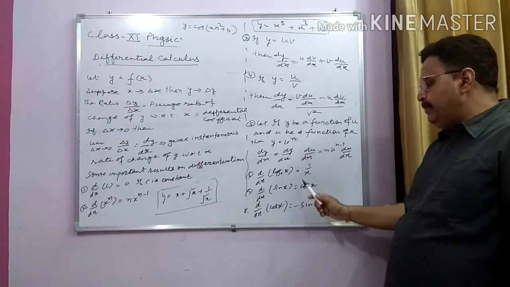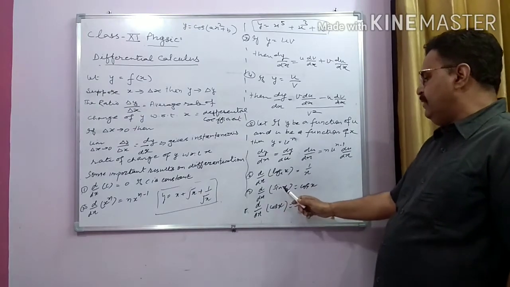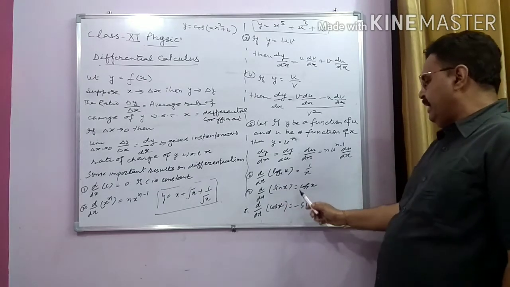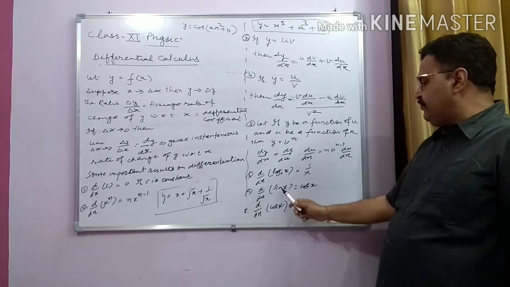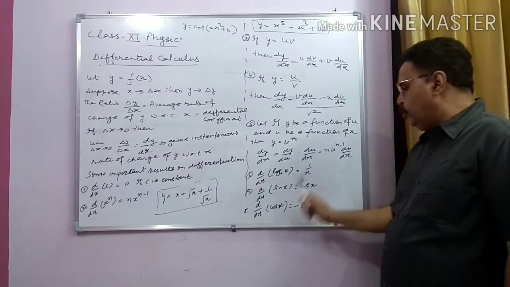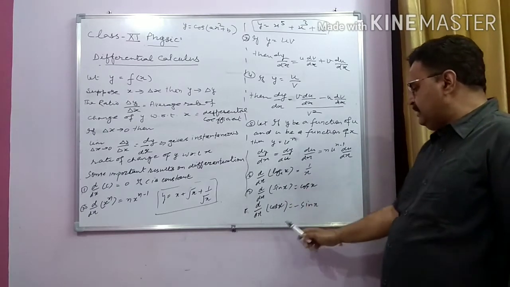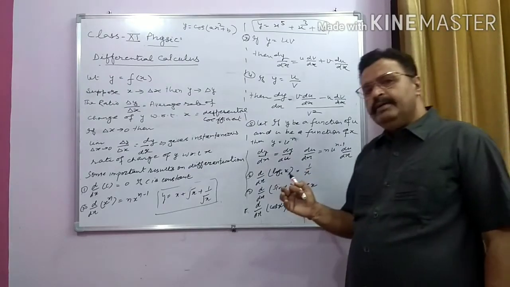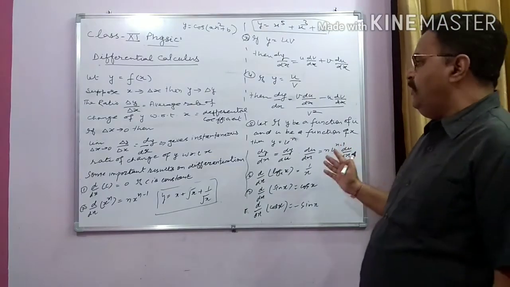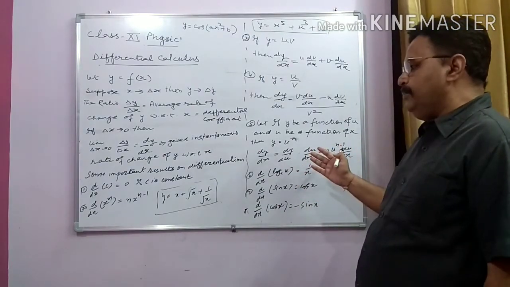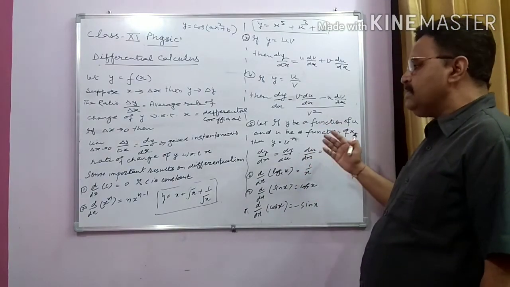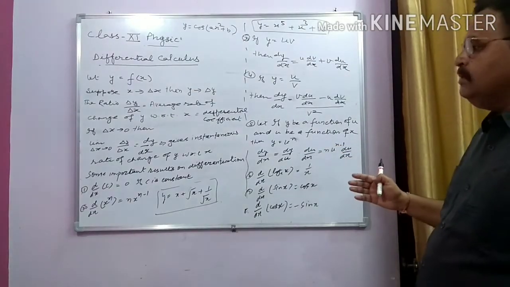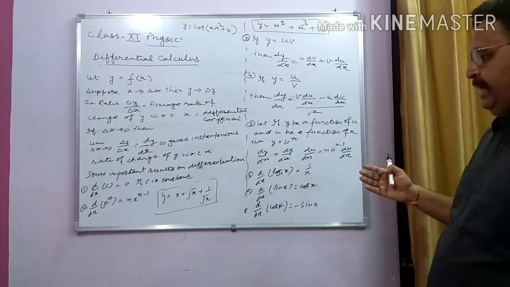Then for trigonometric function, if suppose we have sin x, then d upon dx of sin x is equal to cos x. Means differentiation of sin x is cos x, and differentiation of cos x is minus sin x. So in this way, these are some important results of differentiation which we use to describe the motion along a straight line.